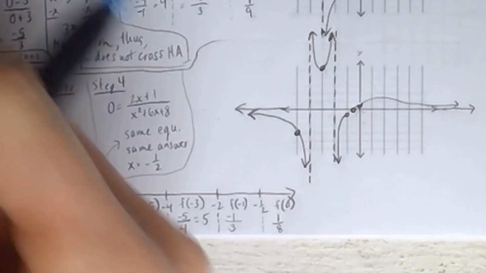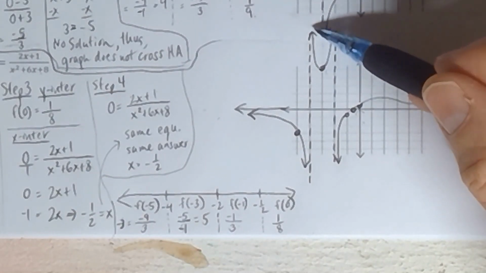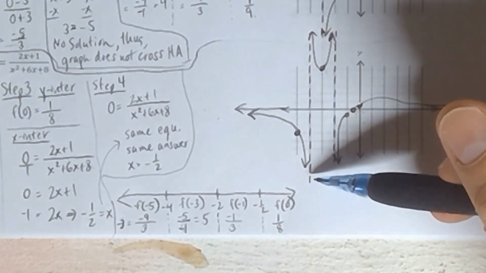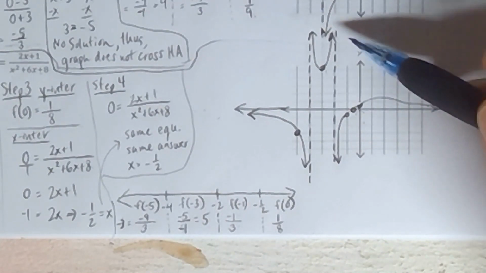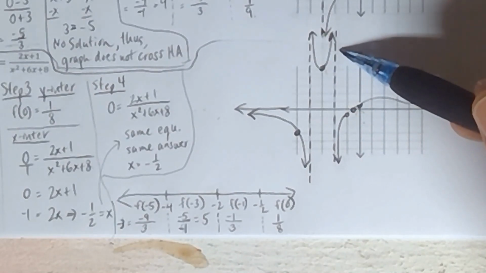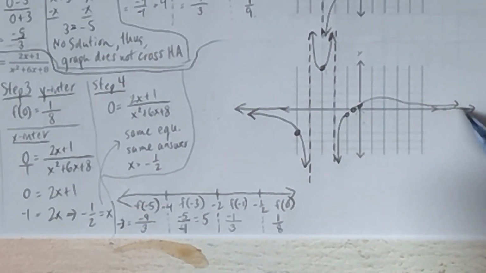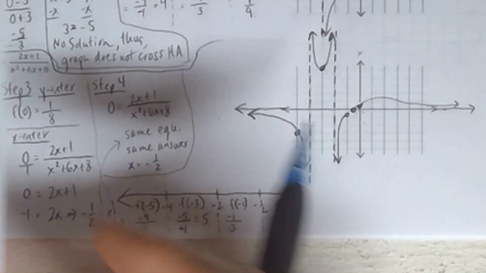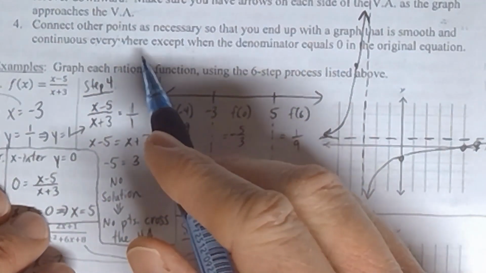After you've done your horizontal and vertical asymptotes, make sure that they've got arrows as you approach all the different asymptotes. You should have arrows in each case here. That's why we got 4 arrows for the vertical asymptotes, 2 for each asymptote, and we've got 2 arrows for the horizontal asymptote, 1 on each side. Once you've done all that, and you're down to the last step, it says connect everything else so that you end up with a graph that's smooth and continuous.